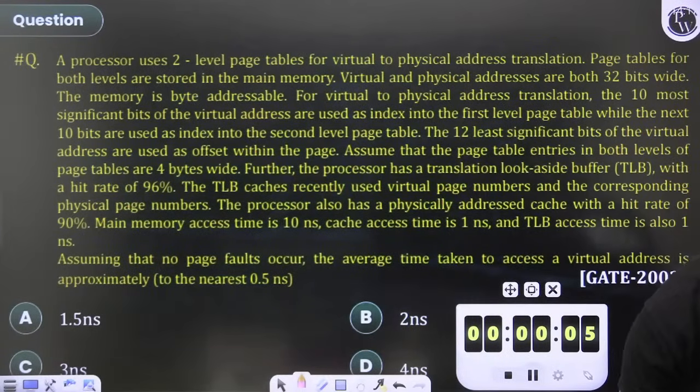Two minutes. You all have 2 minutes to solve this question. Acha, 2.5 minutes.